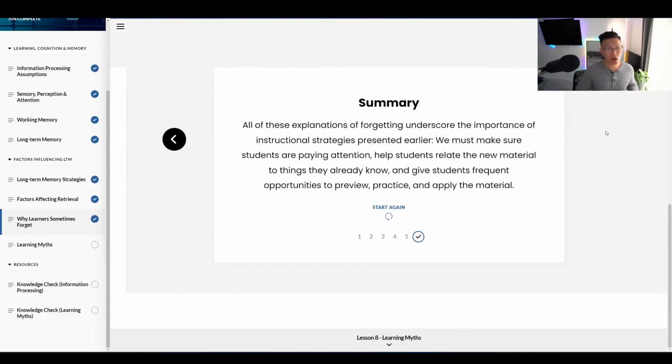In summary, all of these explanations of forgetting underscore the importance of the instructional strategies presented earlier. We must make sure students are paying attention. We must help students relate the new material to things they already know, that is, their prior knowledge, and give students the opportunity to frequently review, practice, and apply the material.